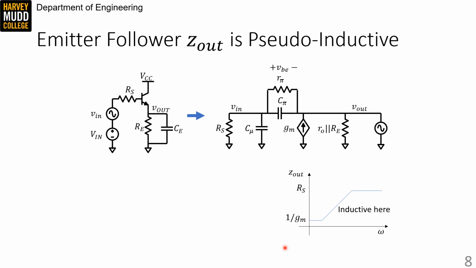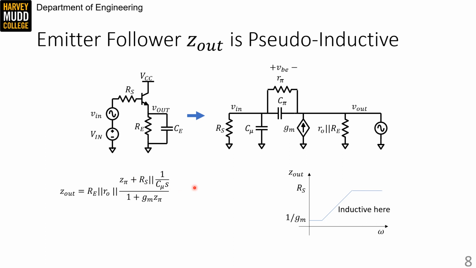Finally, it's worth noting that the output impedance of an emitter follower appears inductive over some frequencies. I've copied the emitter follower and its small signal model here, again with a source impedance at the input and a test signal at the output. So we calculate our output impedance by substituting z pi into our standard formula in place of r pi, and also note that the source resistance falls in parallel with c mu. So instead of just having rs here, we have rs parallel 1 over c mu s.